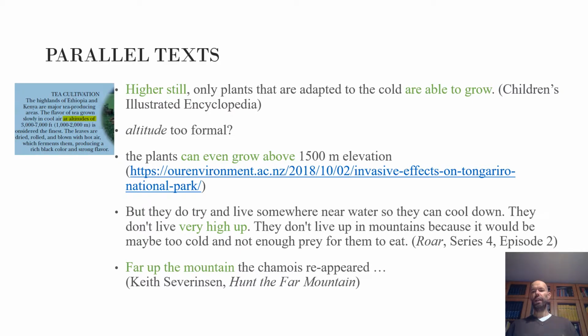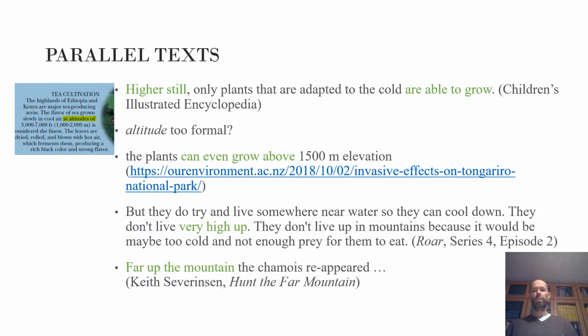it's found in series that talk about nature. So here, for instance, we have an example from a series called Raw on the BBC. "But they do try and live somewhere near water so they can cool down. They don't live very high up. They don't live up in mountains because it will be maybe too cold and not enough prey for them to eat." So this is exactly the kind of context we need.